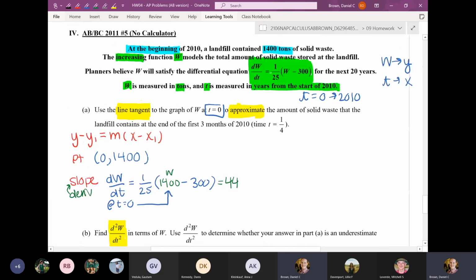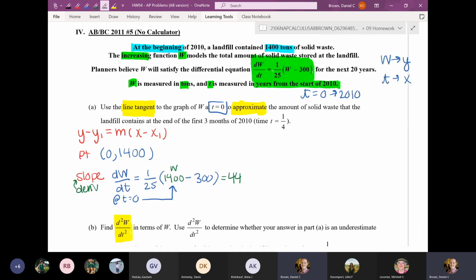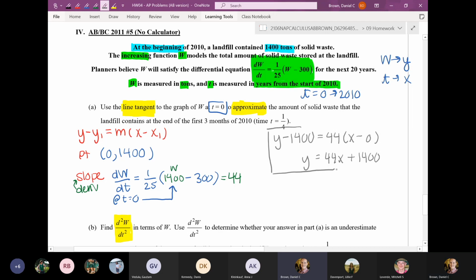And then from there, I can just write my tangent line. y minus the y-coordinate is equal to the slope times x minus the x-coordinate. That answer's fine, or some of you might simplify that. That answer is also the tangent line. So we've done that part.